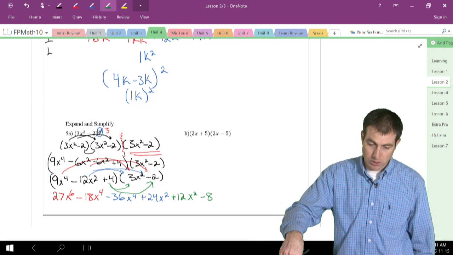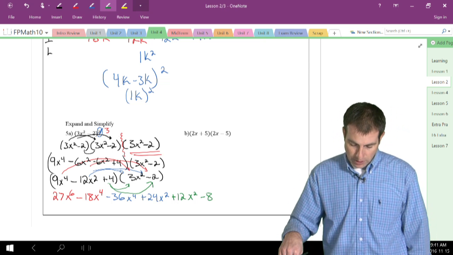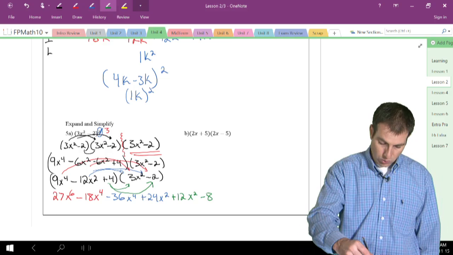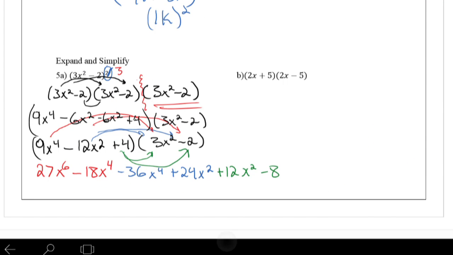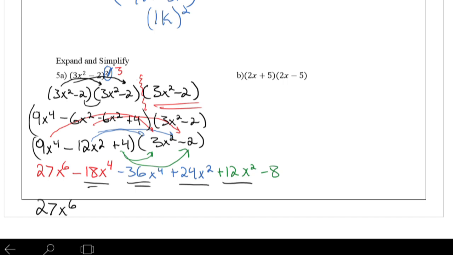Tried to pick different colors. The last thing I need to do is combine any like terms I have. So it looks like I have a couple x fourths and a couple x squareds. So there's an x fourth, x squared. And then this 27x to the 6 is just going to come along for the ride. Negative 18 and negative 36.